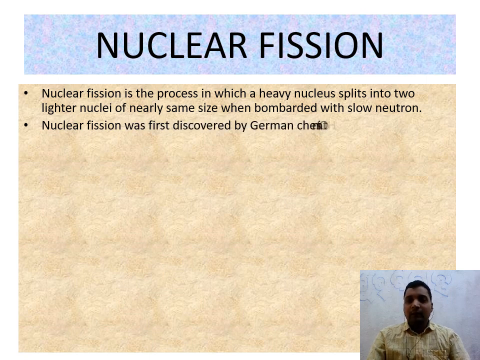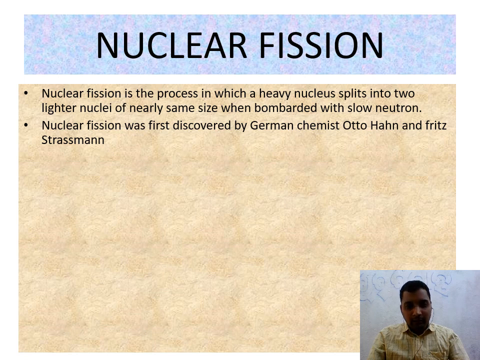Sometimes when a neutron hits one heavy nucleus, it changes into two more atoms. Those two atoms are again unstable, and they can continue the further reaction. So that is also possible.